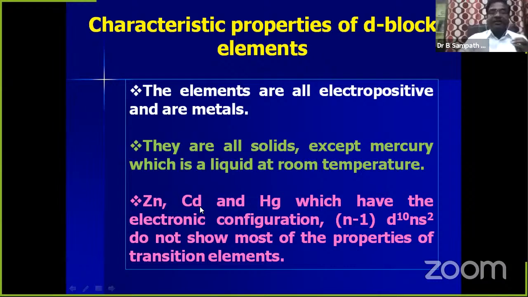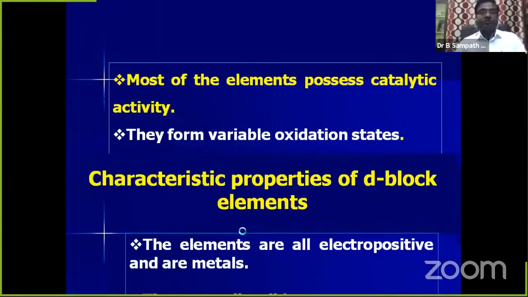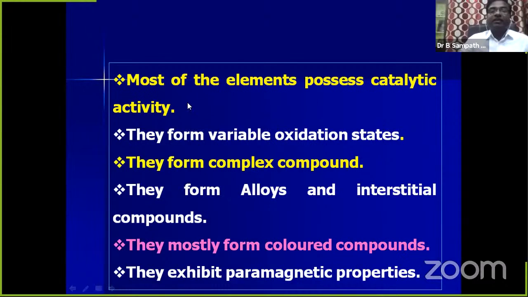Now, zinc, cadmium, and mercury, which are in the group 2B, have the electronic configuration (n-1)d10 ns2. Here, what is the general electronic configuration of these elements? (n-1)d10 ns2. So these do not show most of the properties of transition elements. That's why, children, these do not come under the transition elements. So except these, all the remaining are transition elements. Most of the elements possess catalytic activities.